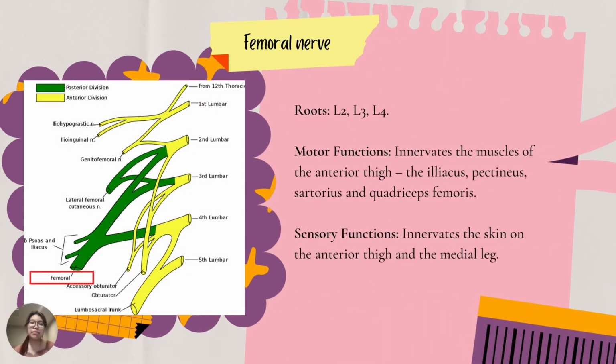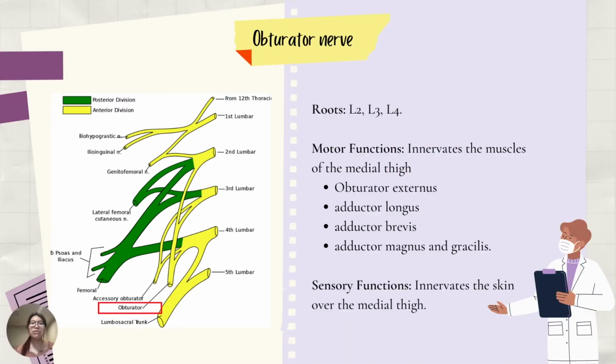So the femoral nerve is one of the major peripheral nerves of the lower limb. The nerve root is L2 to L4. The motor function is to innervate the anterior thigh muscles that flex the hip joint and extend the knee. For the sensory function, it supplies the cutaneous branch to the anteromedial thigh. For the obturator nerve, it is a major peripheral nerve of the lower limb.